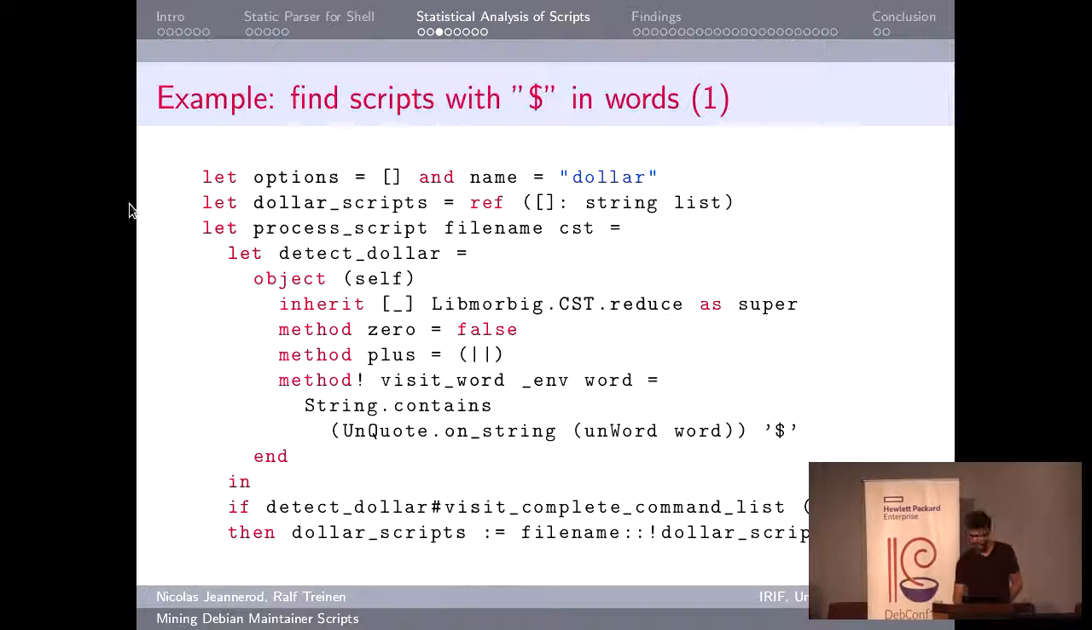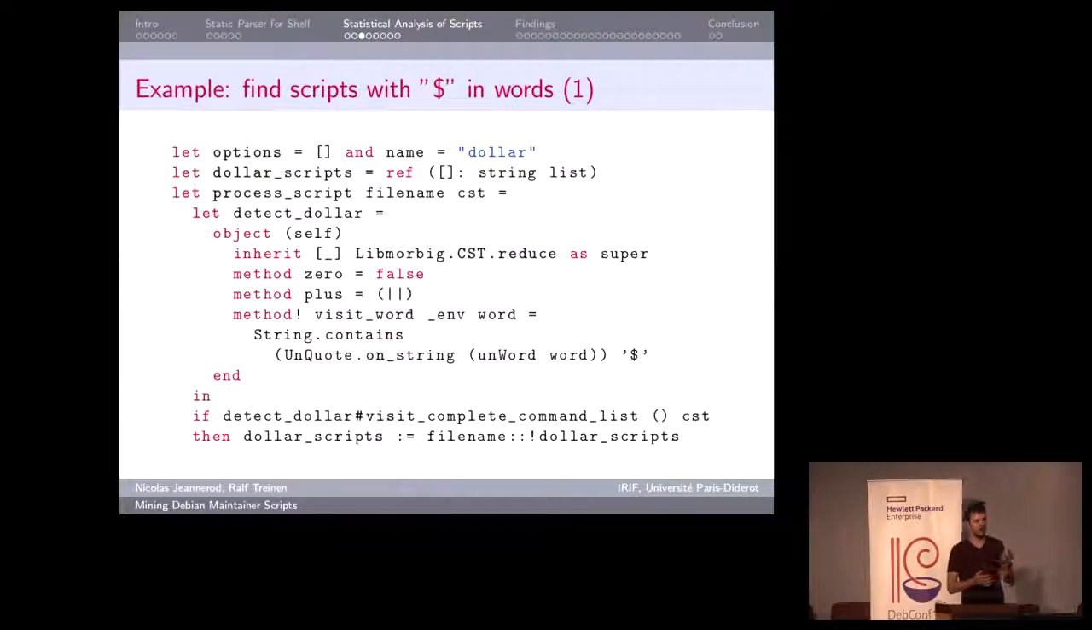Quite fast. So for an analyzer, you just have to give it a name, and the command line options that it requires. That's just for shstats to know who this analyzer is. And then you write a process script function that is the way shstats provides the scripts to the analyzer. In that case, it's a simple analyzer that just tries to see if you can find the character dollar in the words.